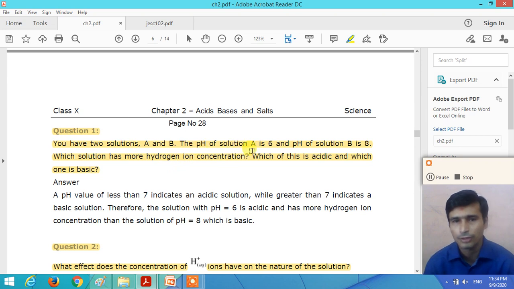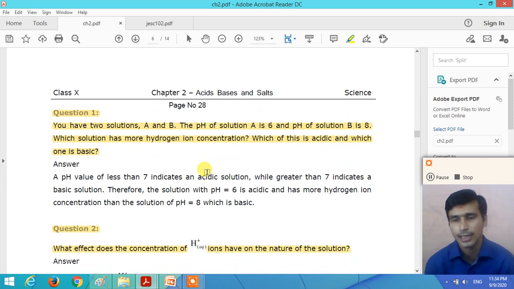The pH of solution A is 6 and the pH of solution B is 8, right? Which solution has a higher hydrogen ion concentration? Which of these is acidic and which one is basic? So pH indicates the acidic and basic nature of the solution. If the pH value is 7, the solution is neutral. But if the pH is less than 7, the solution is acidic, and if the pH is greater than 7, the solution is basic, right?